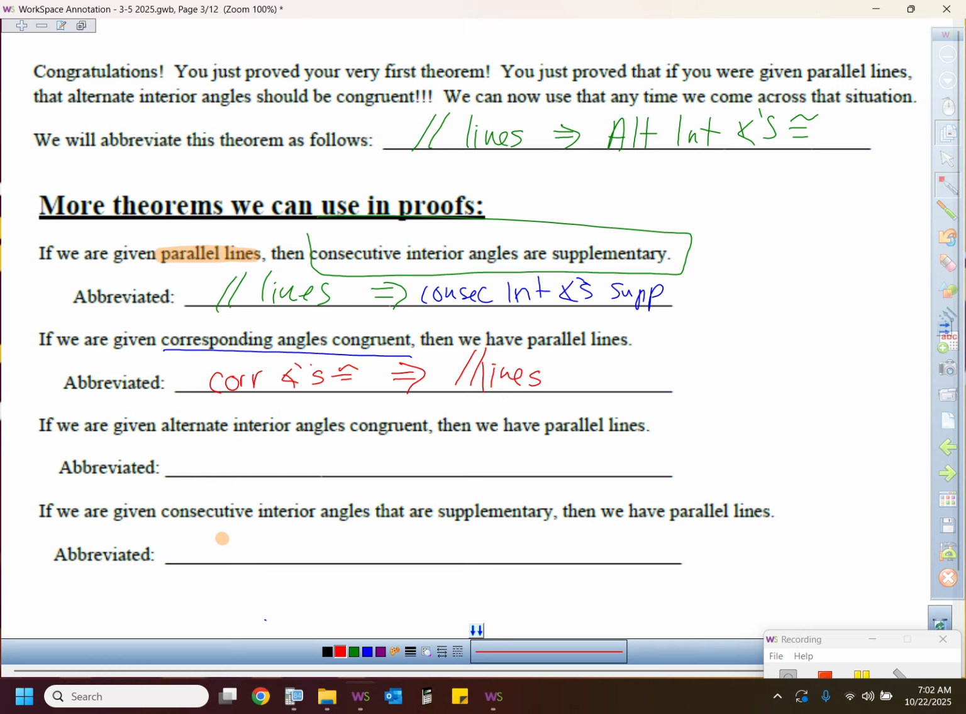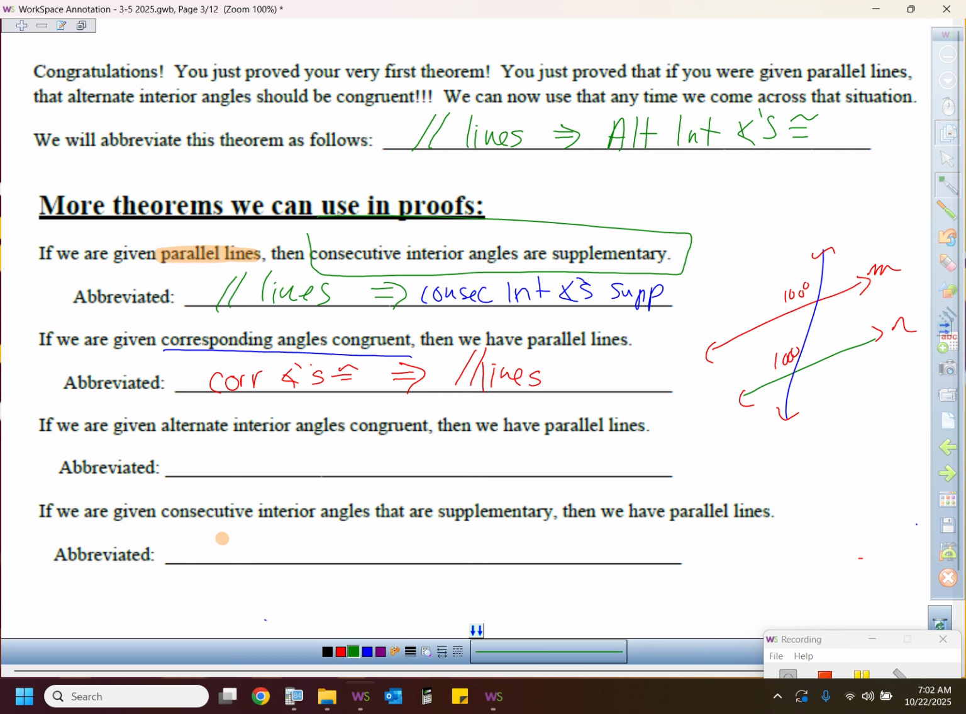So like right here, if I had these two lines with this blue transversal, and I had arrowheads on all of these, if I was given that this is 100 degrees and this is 100 degrees, that means that line M has to be parallel to line N, right? So they had to give me the corresponding angles congruent first. That'll prove that we have parallel lines.